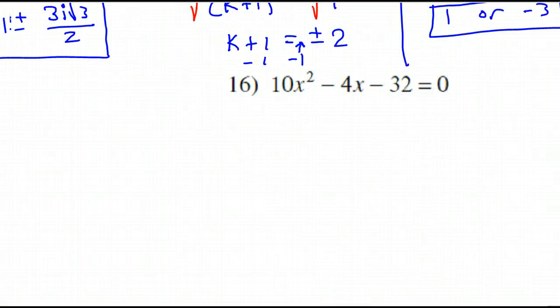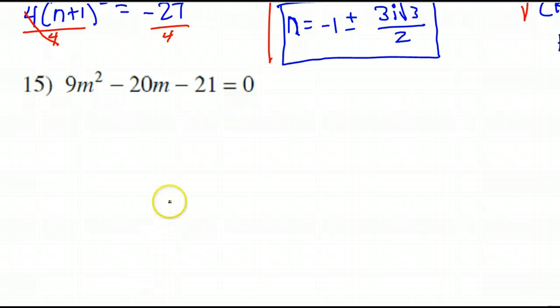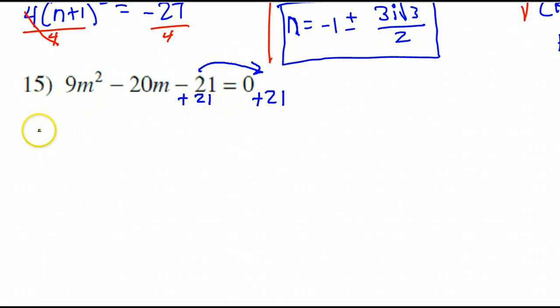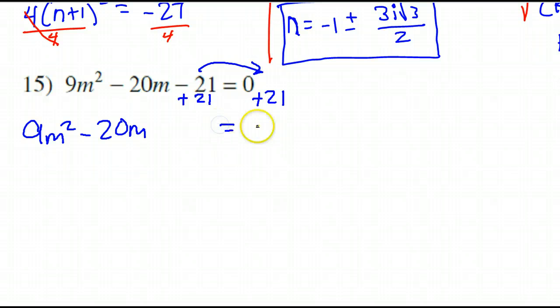All right, we're down to the last two problems, 15 and 16. Let's get this guy out of the way by adding. So that'll give me 9m² - 20m, leave a break, is equal to 21. Do not do half of the middle. Oh man, it's going to be ugly. I do not like this one.